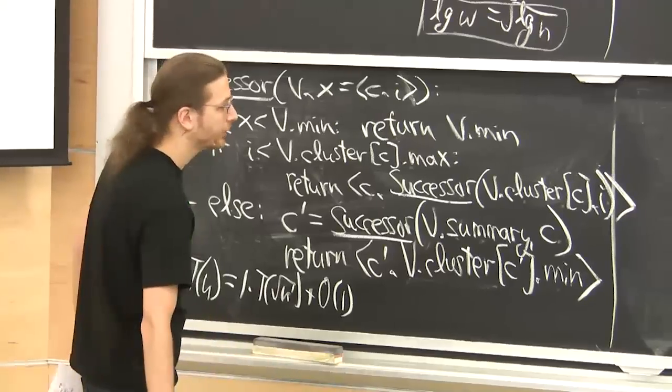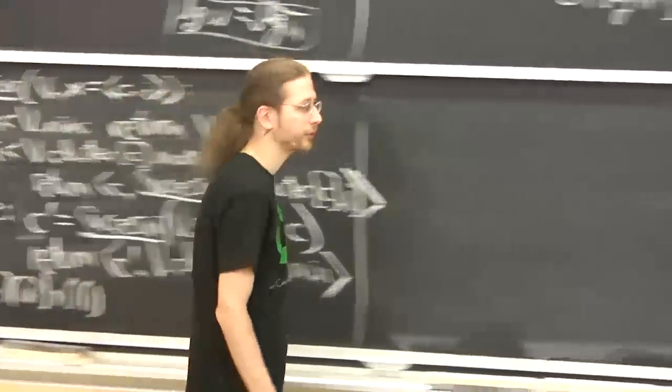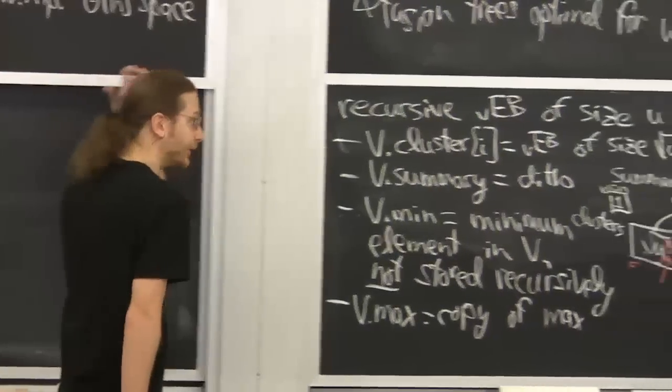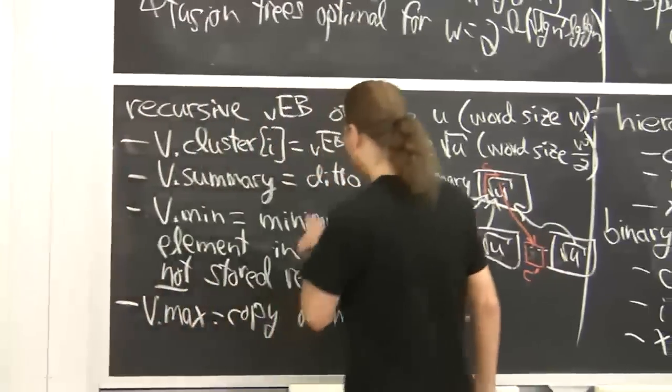Yeah, question? Could you repeat why min is not recursive? Because looking at this, it looks like all of these smaller van Emde Boas trees have mins associated with them. Okay, sorry. Question is, why is the minimum not recursive?